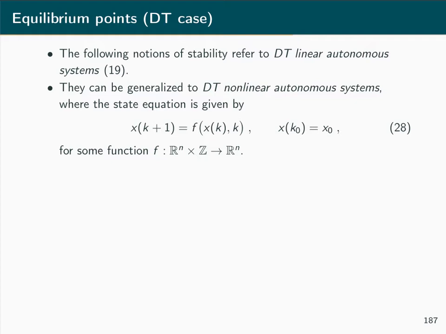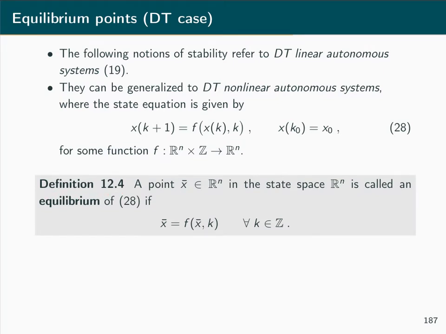For these notions of stability, we will first restrict ourselves to discrete-time linear autonomous systems. In fact, the notions of stability that we will look at in just a moment can be generalized to discrete-time nonlinear autonomous systems, where the state equation is given by equation 28. Here, the state at the next time step, x of k plus 1, is given as some nonlinear function of the state at the current time step, x of k, and the time k. And of course, this nonlinear system also starts from some initial condition x0. Clearly, this nonlinear autonomous system is a generalization of a linear autonomous system where the function f is given by a matrix A of k times the current state x of k.